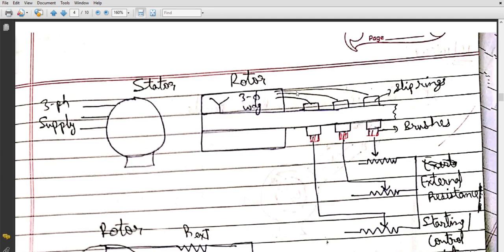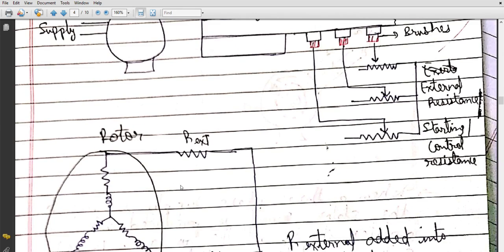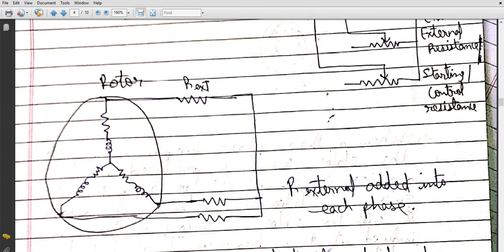To these three terminals we are adding this slip ring brush arrangement, and in this we are adding external resistance. Look at these arrows: external resistance in each phase. This phase, this phase, and this phase. This is how we are adding this external resistance. See, this is the diagram: the rotor three-phase winding, and now we are adding external resistance in each phase.